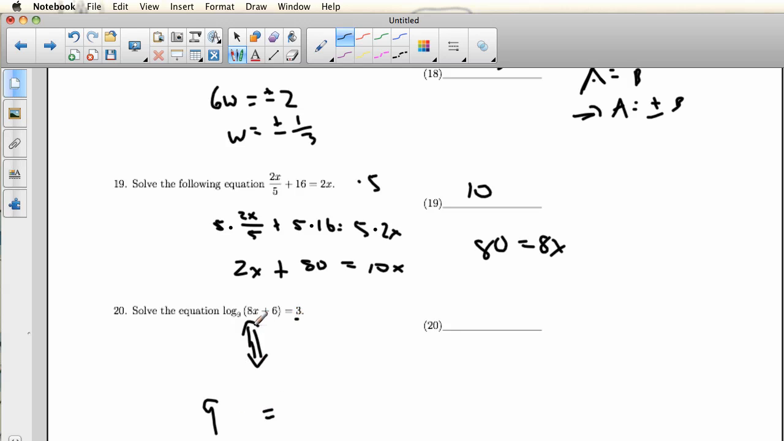But these inputs and outputs get swapped. So instead of the 8x plus 6 being tied up inside of the log, the 8x plus 6 will be free out here. And instead of the 3 being free over here, the 3 will be tied up in the exponent. So in the exponential equation, the x now is free. Now we'll need to know what 9 cubed is. That's 729. And so solving this is just a matter of subtracting 6 from both sides and then dividing both sides by 8. So the value of x will be 723 divided by 8.